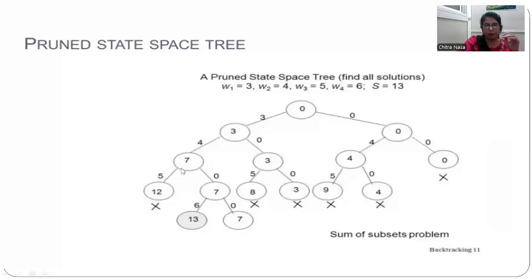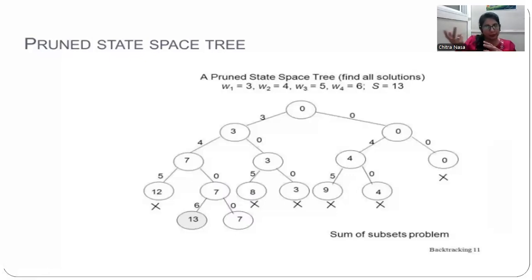If I'm adding 5 here, 7 plus 5, I'm getting 12, right? If I'm not including that item, then my value will be 7. It means I'm mentioning 0 here. 0 means that item is not included. If I'm including the item, then I'm mentioning the weight on that edge, right? Then 3. Here I am adding the weight 3 to 5, so 3 plus 5 will be 8.